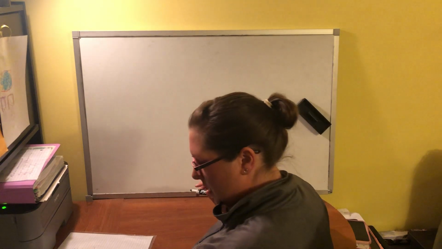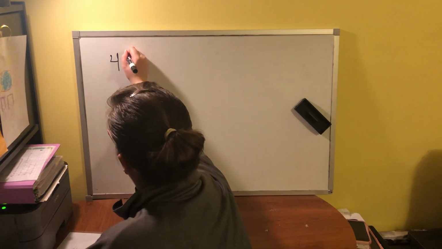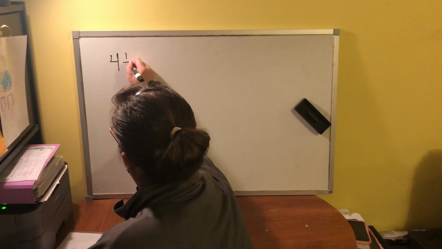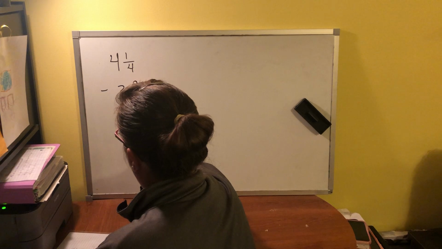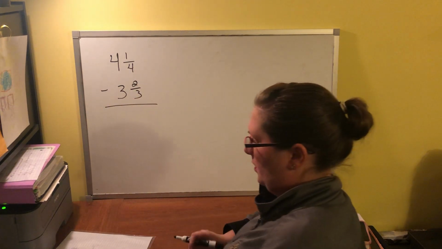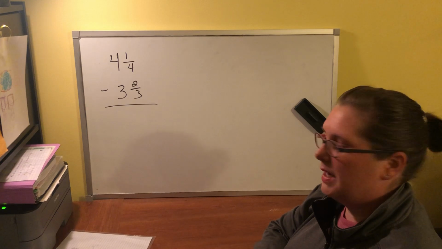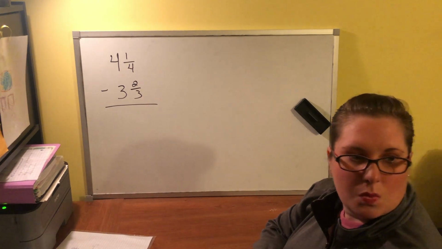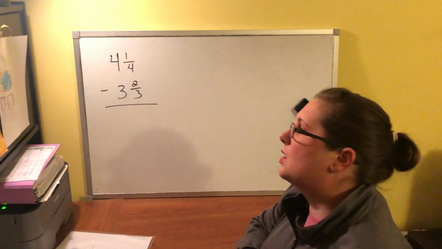Okay, so let's go ahead and do 4 1/4 minus 3 2/3. Okay, 4 1/4 minus 3 2/3. Well, right now I have two fractions, which is great. Okay, that's already set up for us.